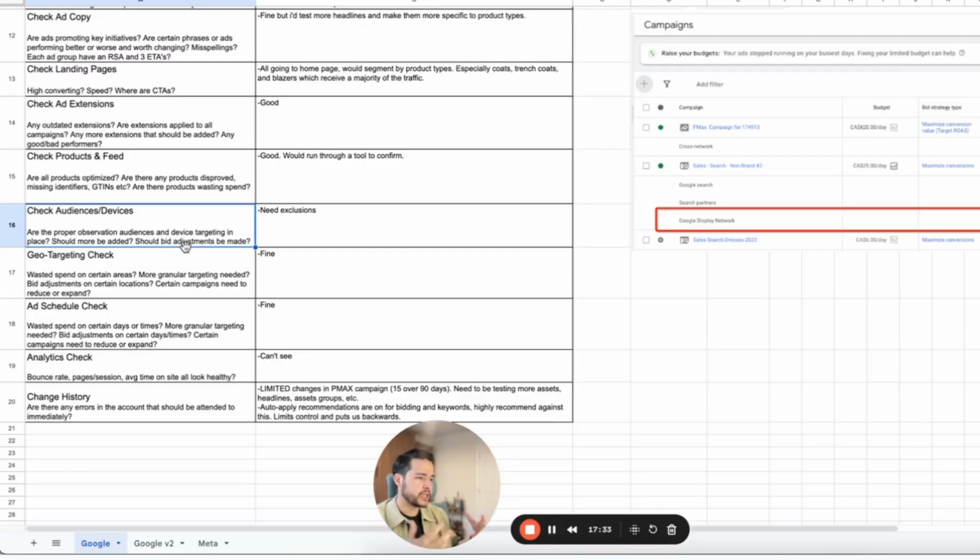Ad schedule check. So is there wasted spend on days, times? This is where you could actually learn people's buying behaviors, right? So we're going to want to see if there's bid adjustments in specific times of the day. For email, we know there's specific times that someone's most likely going to read the email and convert on the email, just because of average work schedules, right?